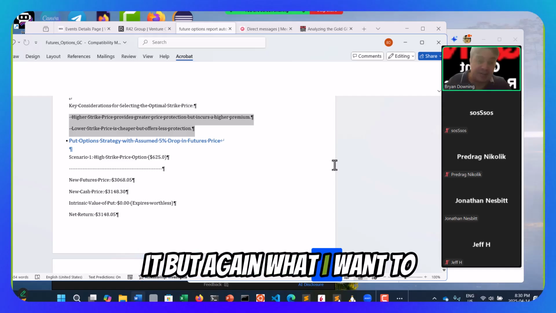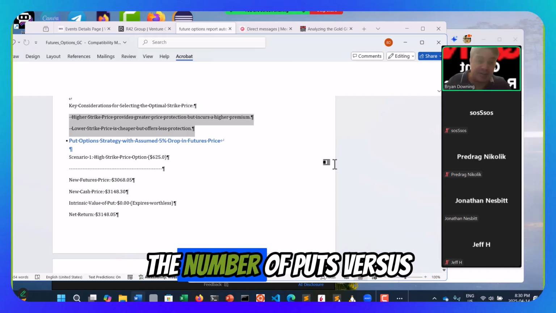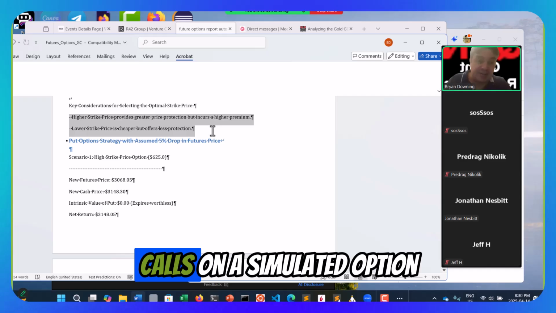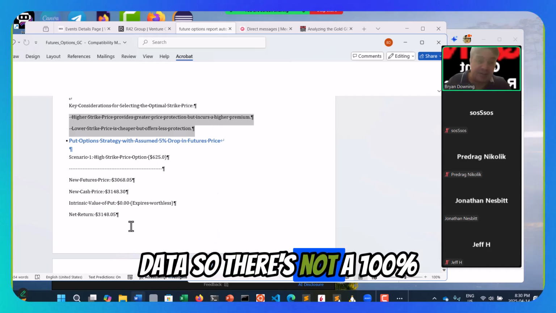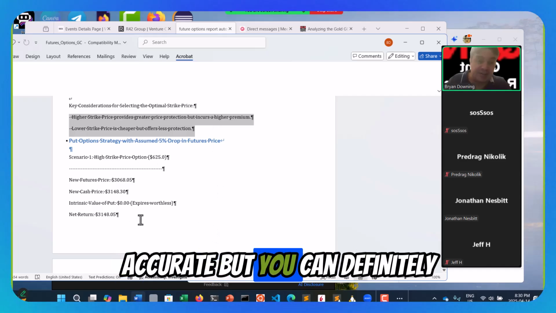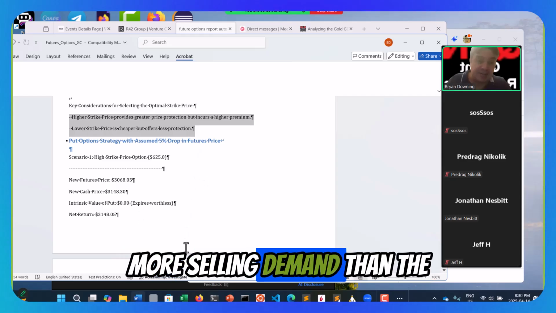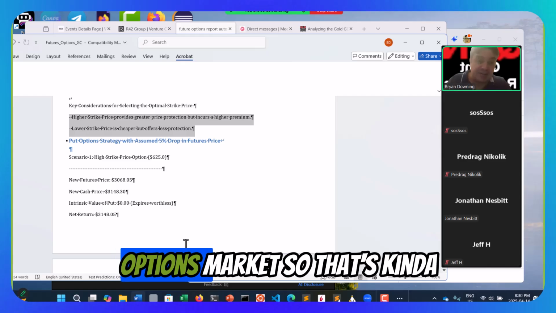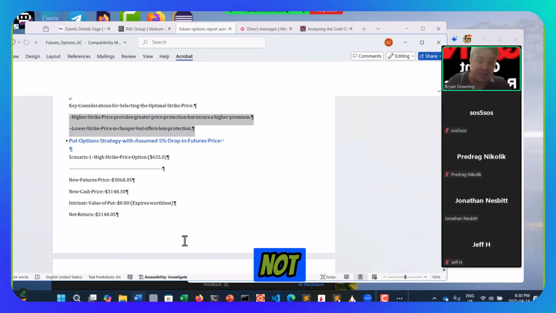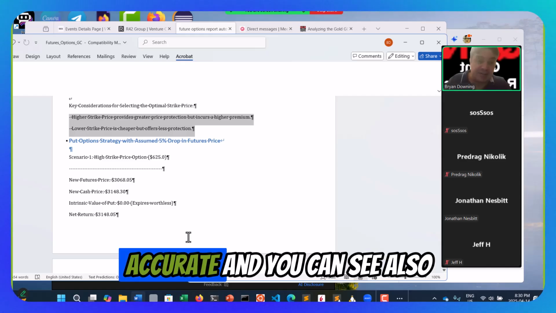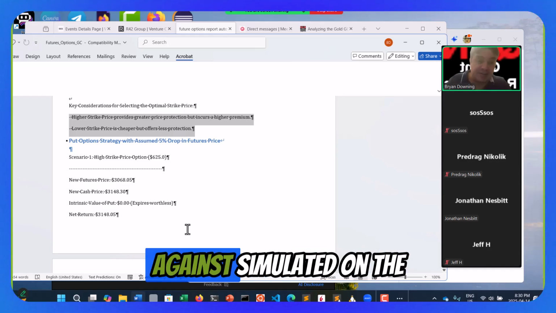But again, what I want to show you here is the number of puts versus the calls on simulated option data. This is not 100% accurate, but you can definitely see there are more puts, more selling demand in the options market. You can also see more detail, but this is again simulated on the options chain.